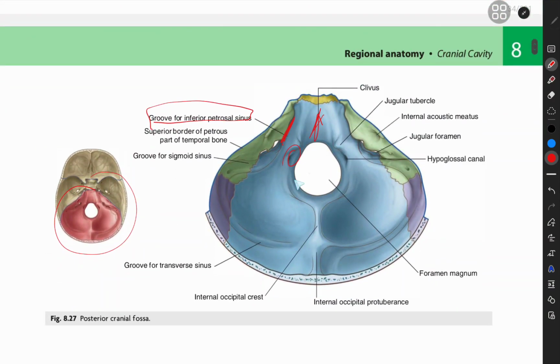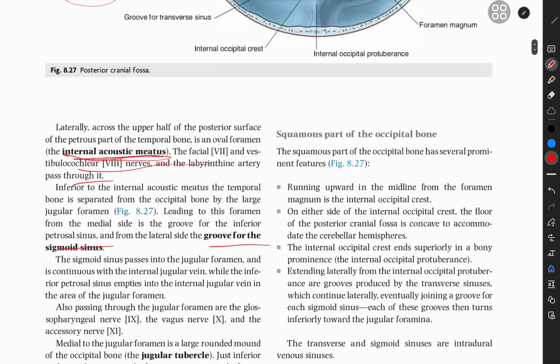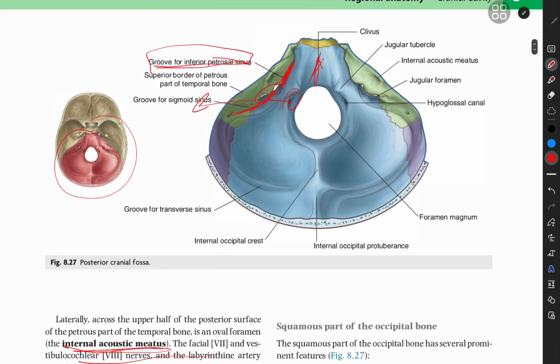Internal acoustic meatus here, and outside is the external acoustic meatus. Inferior to the internal acoustic meatus, the temporal bone is separated from the occipital bone by a large jugular foramen. Leading to this foramen from the medial side is the groove for the inferior petrosal sinus, and from the lateral side is the groove for the sigmoid sinus. Jugular foramen: groove for the sigmoid sinus, and medially the groove for the inferior petrosal sinus.